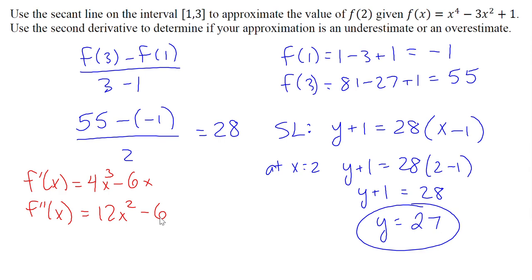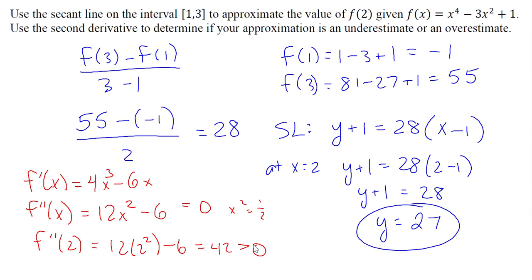And so we just really need to know what's going on at 2, but it's nice to know if there are any changes in the concavity between 1 and 3. So if we set this equal to 0, we get x squared equals a half. And clearly solving x squared equals a half isn't going to give us any change between 1 and 3. So really we just need to check what's happening at 2. At 2, we have 12 times 2 squared minus 6. And well, that's 4 times 12 is just 48 minus 6 is 42, which is greater than 0. So that tells us that our function is concave up.